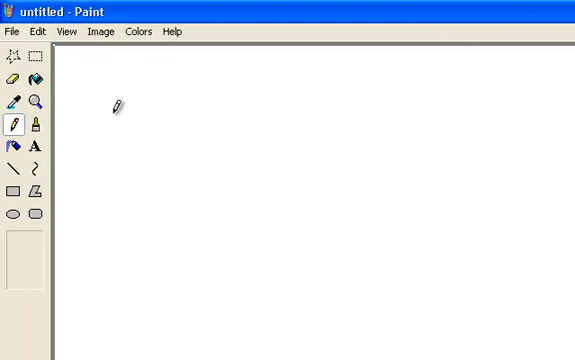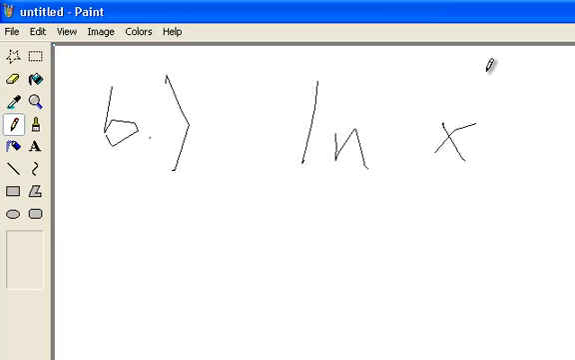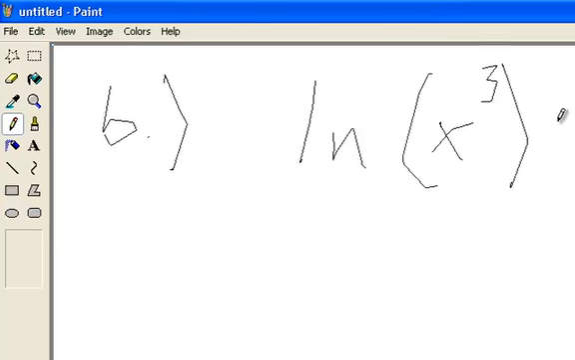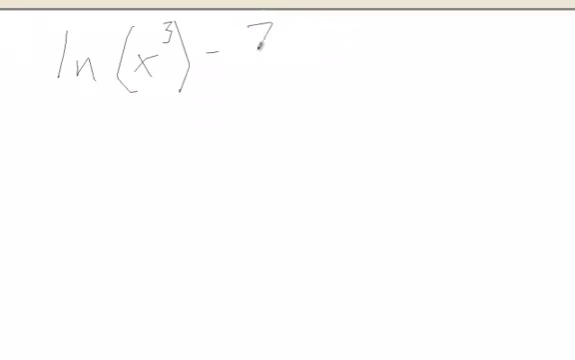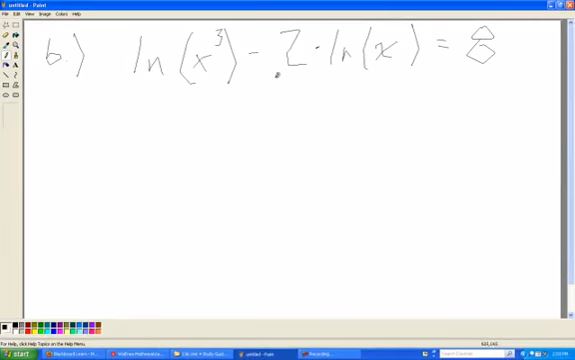Letter B, number 14b, is the logarithmic equation, the natural log of x cubed minus 2 times the natural log of x is equal to 8. Running through to solve this, what we're going to do is we'd like to combine these two logarithms into a single logarithmic term on the left-hand side.